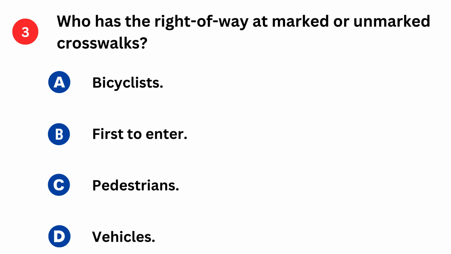Who has the right of way at marked or unmarked crosswalks? A. Bicyclists. B. First to enter. C. Pedestrians. D. Vehicles.